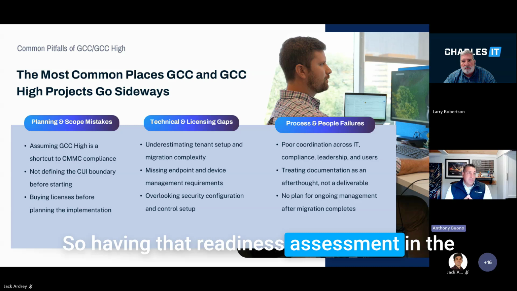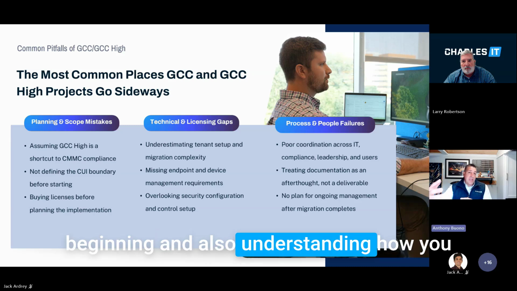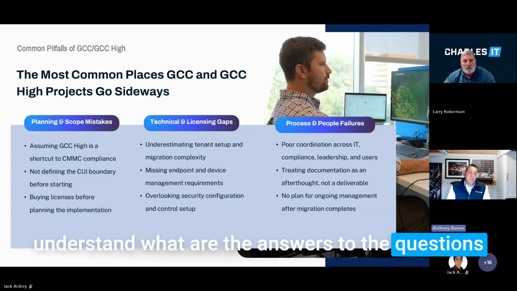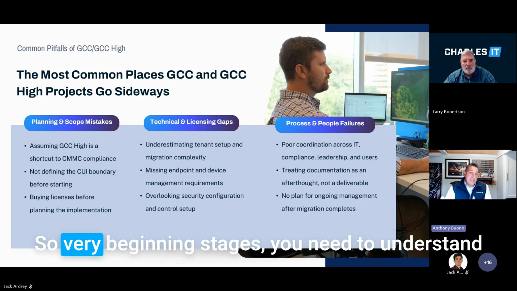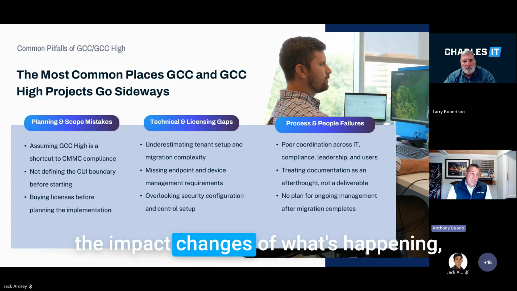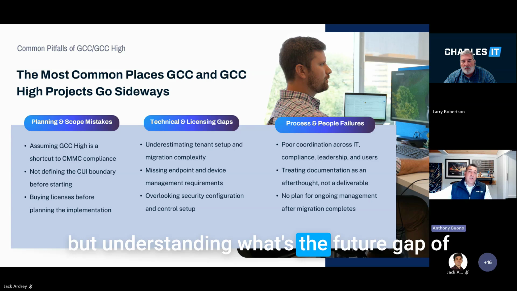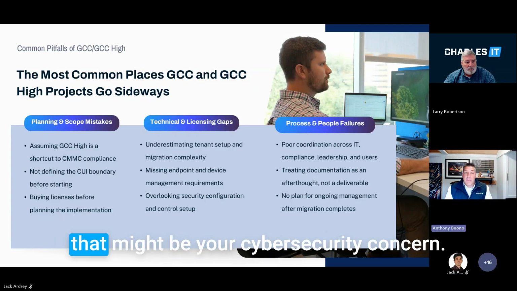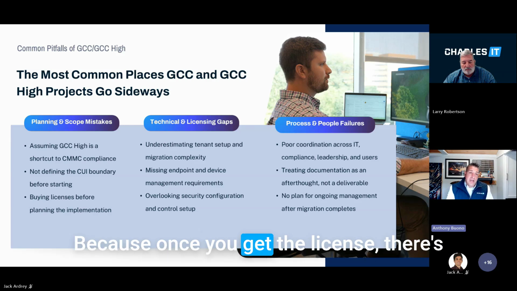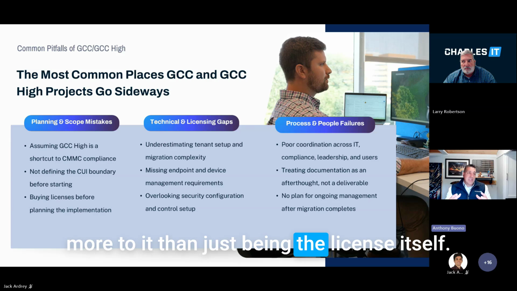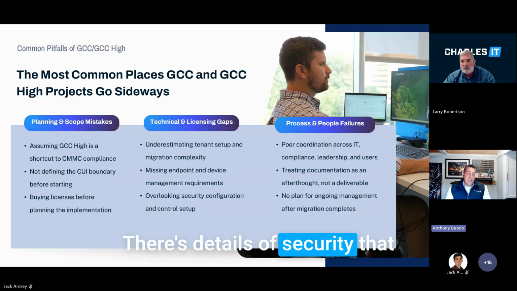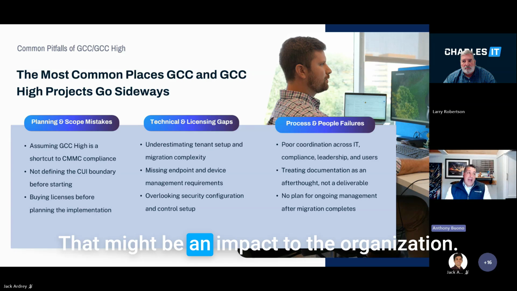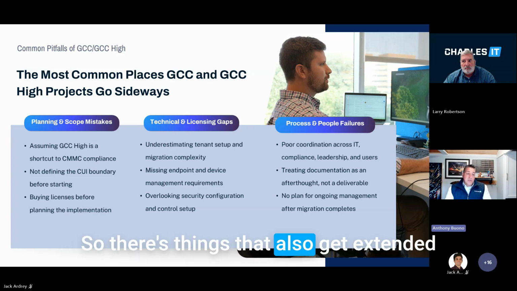So having that readiness assessment in the beginning and also understanding how you have CMMC compliance later on helps you understand what the answers are to the questions you're going to set up right from the beginning. So in the very beginning stages, you need to understand the impact of the changes of what's happening, but also understand the future gap of what's going to happen from your audit or your CMMC level 2 compliance or something that might be your cybersecurity concern. Because once you get the license, there's more to it than just the license itself. There are details of security that need to be controlled. And that's a policy and procedure change. That might be an impact to the organization. So there are things that also get extended to that.